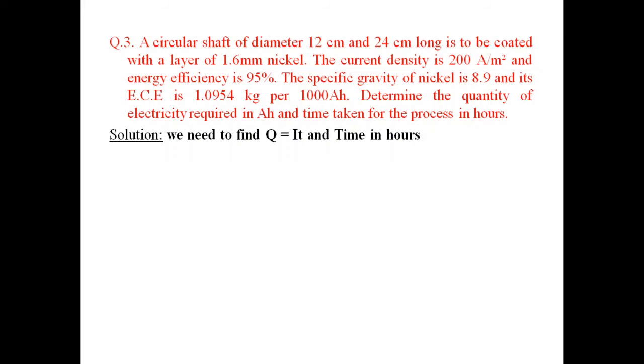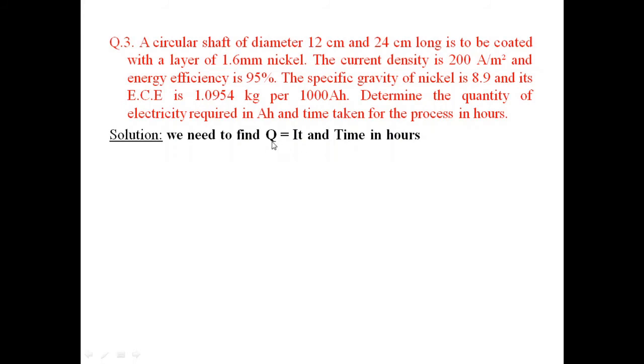Amp hour means that Q is equal to I into T, current in ampere into time. And how much time in hours? So what is the time taken, means for what time we need to apply that electric quantity, so that I can get a nickel coating on the shaft of 1.6 mm thickness. So that coating should be of 1.6 mm thickness, right? So to find this, let's see first how to find Q, then later we'll go for time.